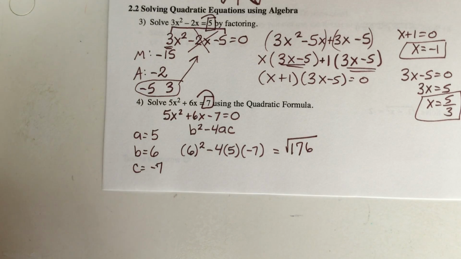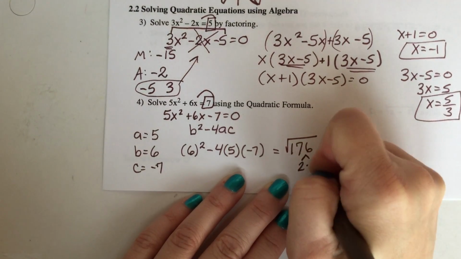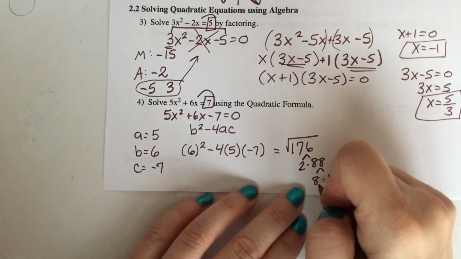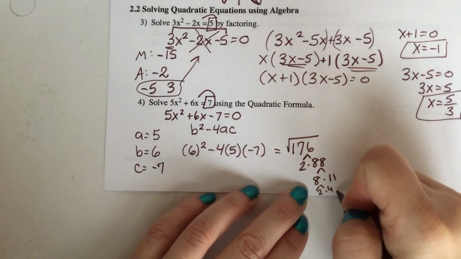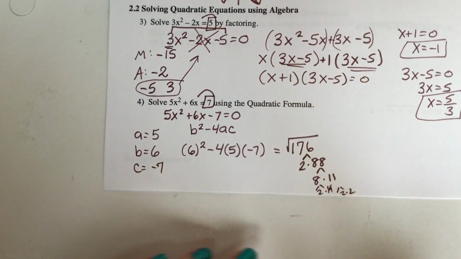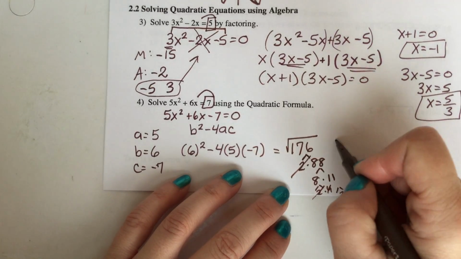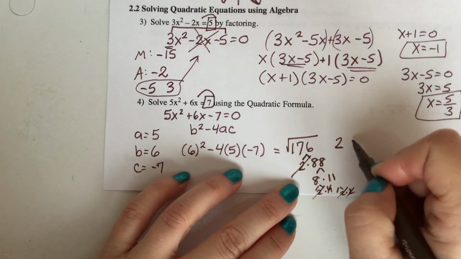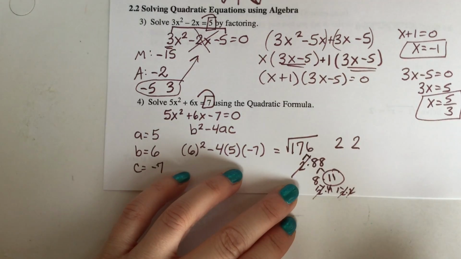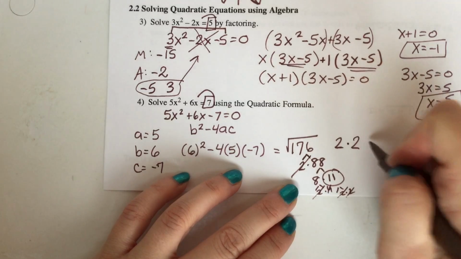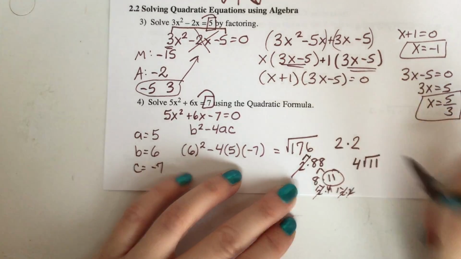Is 176 divisible by 3? Nope. Is it divisible by 2? Heck yeah. So it is 2 times 88. And 88 is 8 times 11. And 8 is 2 times 4. And 4 is 2 times 2. So for the square root of 176, I can cross off 2 2's, I get to write a 2. I can cross off 2 2's, I get to write a 2. 11 cannot be crossed off. On the outside, I have 2 times 2, so this is 4 square roots of 11.